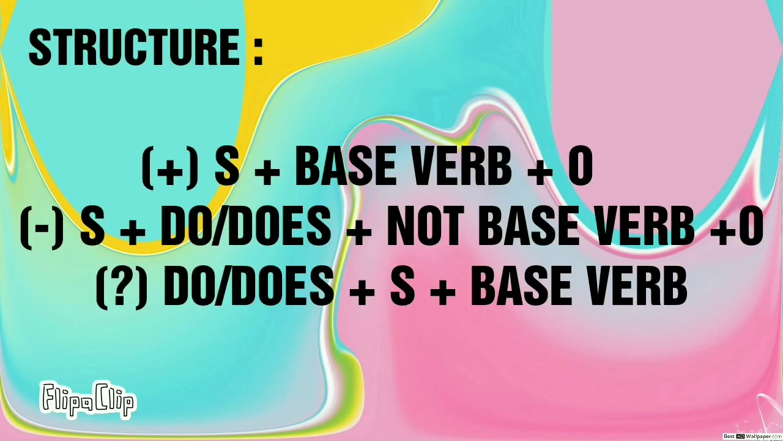The structures of simple present tense: for a statement, the formula is subject plus base verb plus object. For a negative, the formula is subject plus do or does plus not plus base verb. For a question, the formula is do or does plus subject plus base verb. Base verb is the same as verb 1.